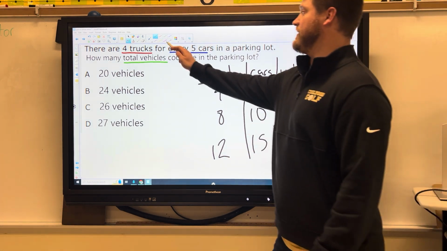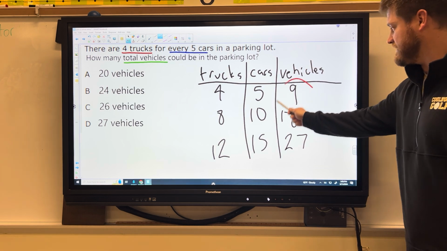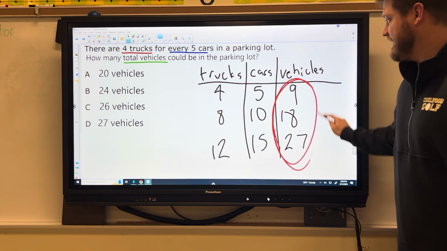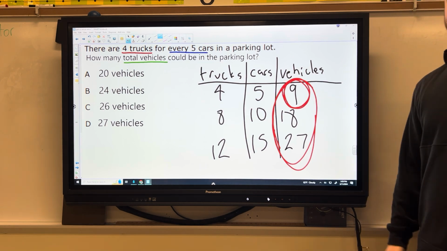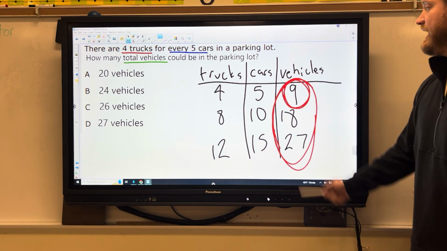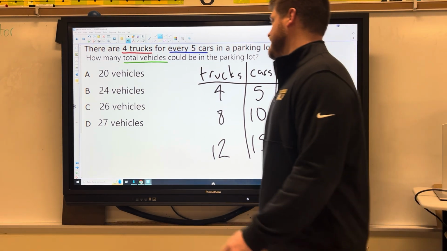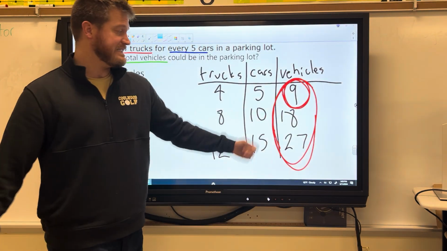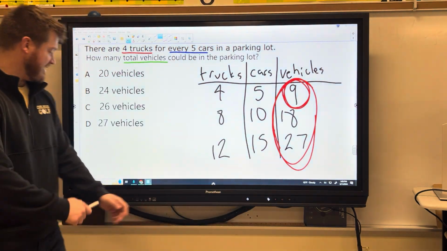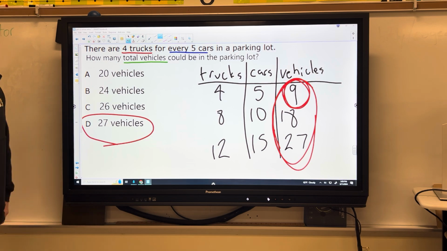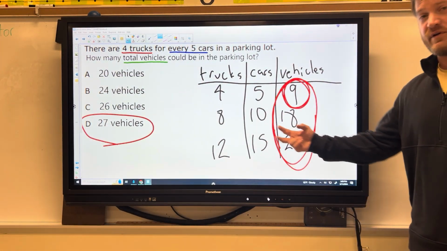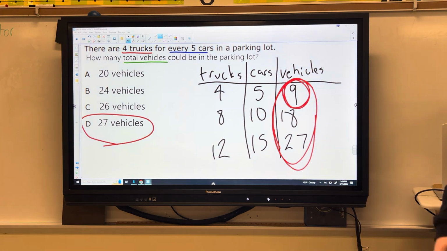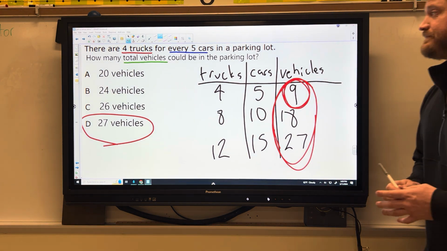But with this stuff, if you get good at it, you just notice we are really just counting by 9s here. So once you know this number, you can just find a multiple of 9 for our answer. There could be 9, there could be 18 total vehicles, there could be 27, which gives our answer of D, 27 vehicles. The next total amount, 36, 45, 54. Just keep skip counting by 9.